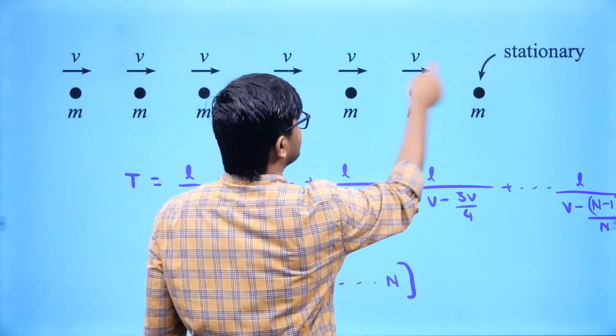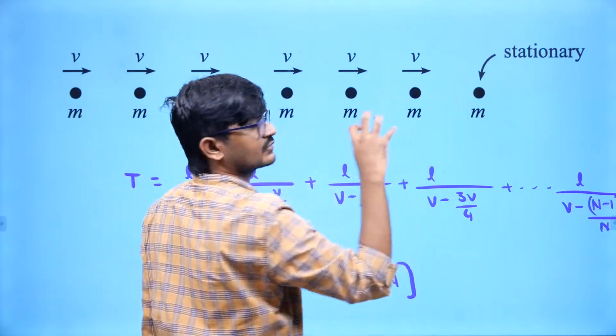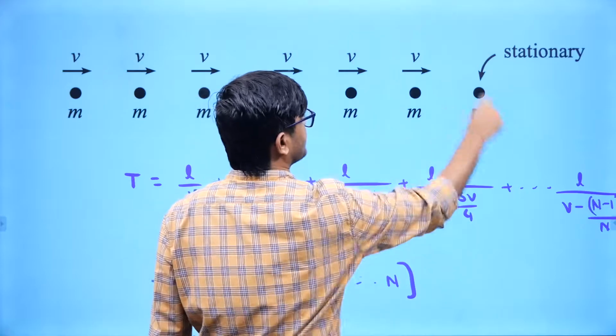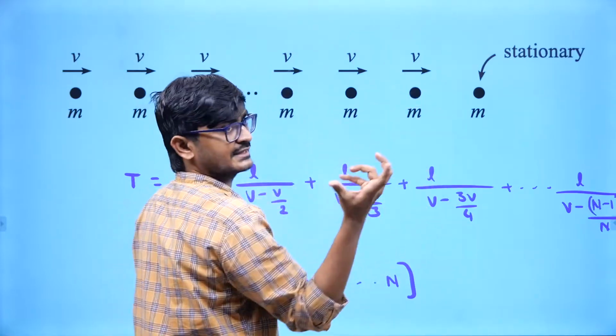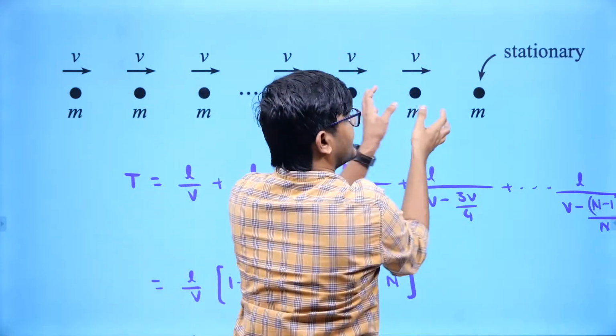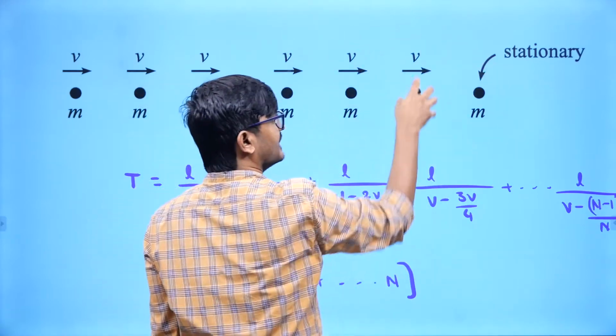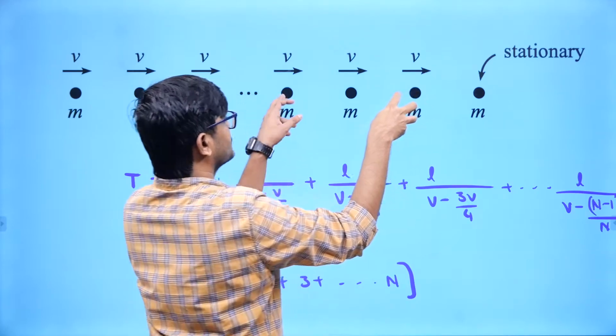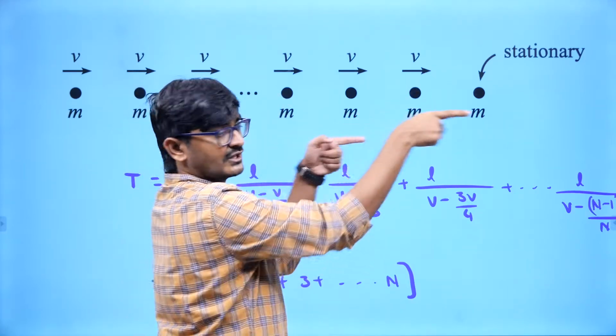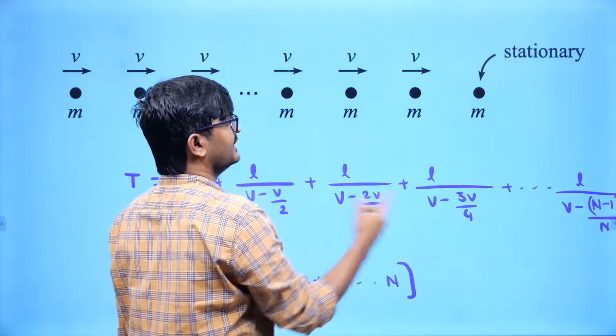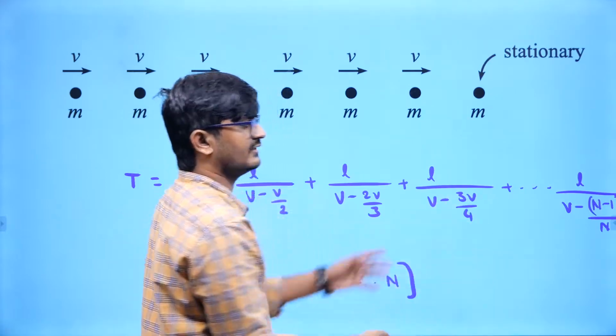Now when these three collided, what was the total momentum initially? 2mv. Now total mass is 3m. So when these three combine, then the velocity will become 2v by 3. This velocity is v. So what is the relative velocity? It is v minus 2v by 3. Now similarly next one will become v minus 3v by 4 and so on.